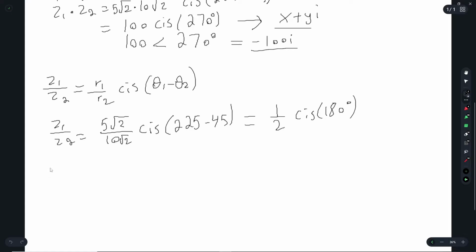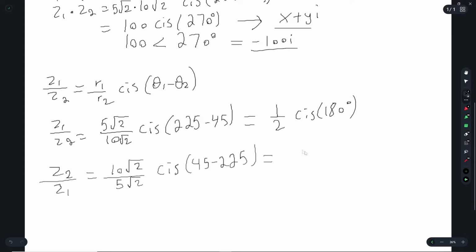Okay, but let's say they give us z2 over z1. Then we have to do 10 radical 2 over 5 radical 2 cis 45 minus 225. So here it will be 2 cis, then 45 minus 225 gives us negative 180. But we know that's not in our range, so we have to add 360 to the negative 180. So it will become 180.